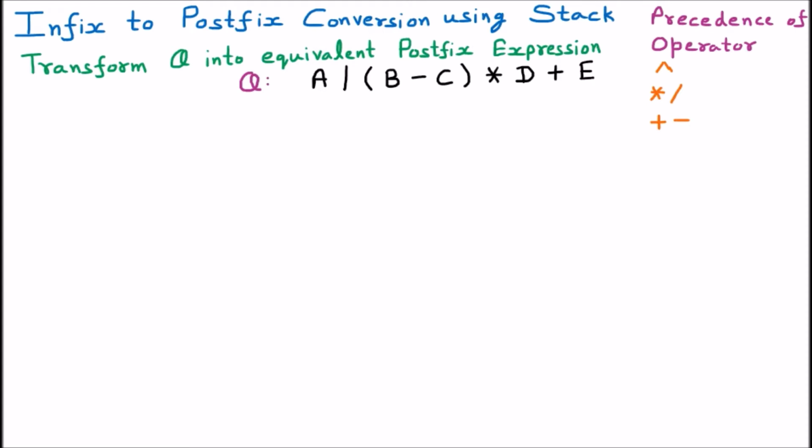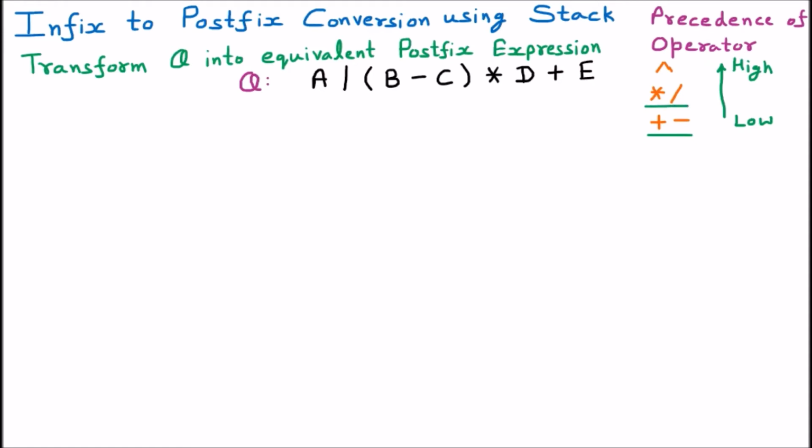So high precedence is given to the power operator, and the lowest precedence is given to the plus and minus operators. So precedence goes from low to high. Now some operators have the same precedence. Plus and minus have the same precedence. Similarly, star and slash have the same precedence.